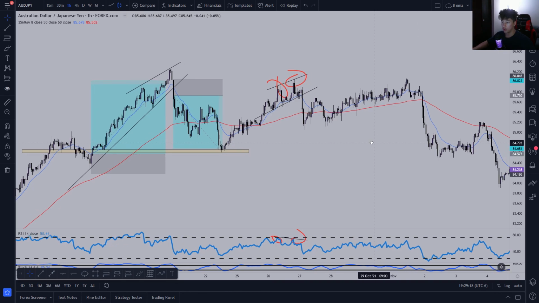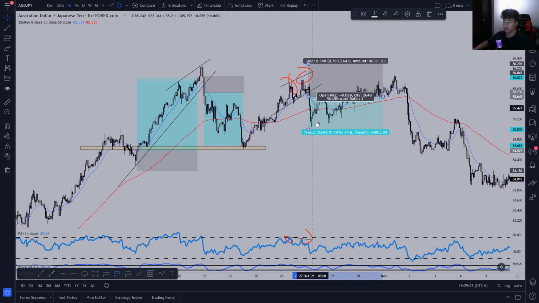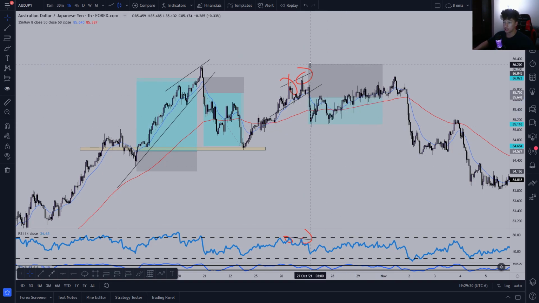So what does price do? It breaks out. Enter my sell position. My target could be TP1, TP2, TP3. Let's just say TP1 for this example, and we're going to set my stops right above structure. Right there. Boom. Another target hit.